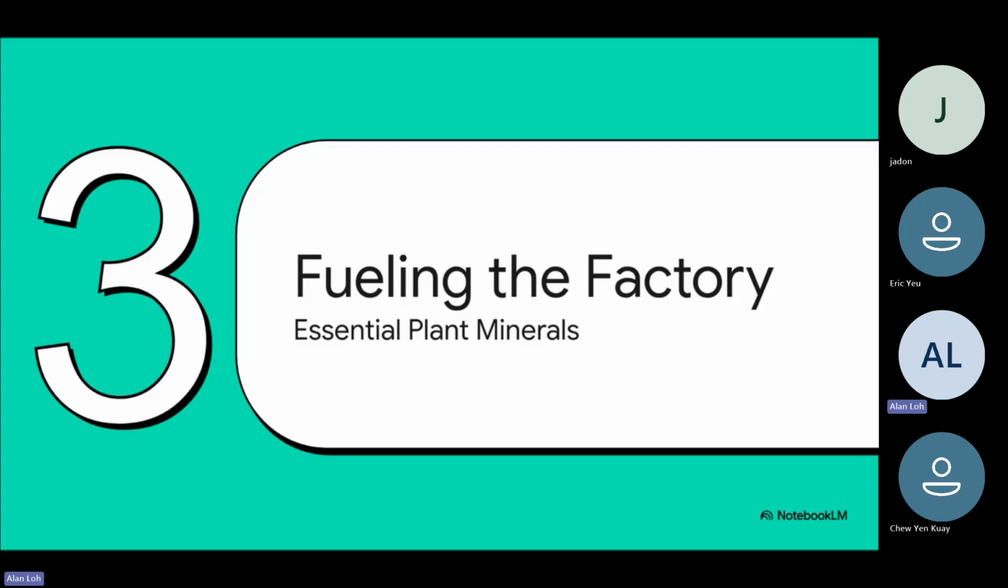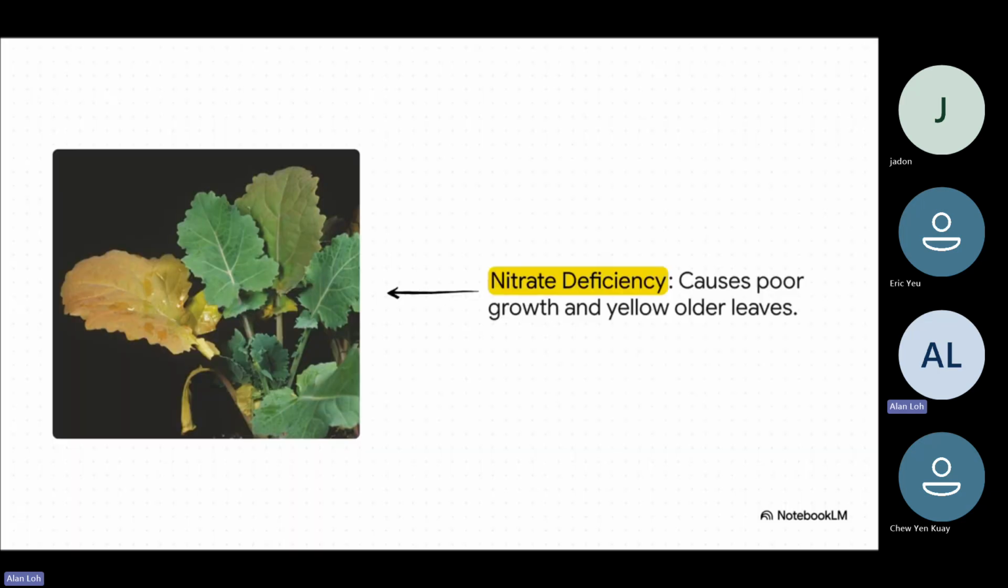Okay, so the factory has its power source, the sun, and its key ingredient from the air, carbon dioxide. But just like any factory, it also needs raw materials that it has to pull up from the ground to build and maintain everything. And these essential materials are minerals. Take nitrates, for example. Plants use them to build proteins, which are the basic building blocks for growth. If a plant can't get enough nitrates, its growth is going to be stunted, and you'll start to see its older leaves turn yellow as it struggles.